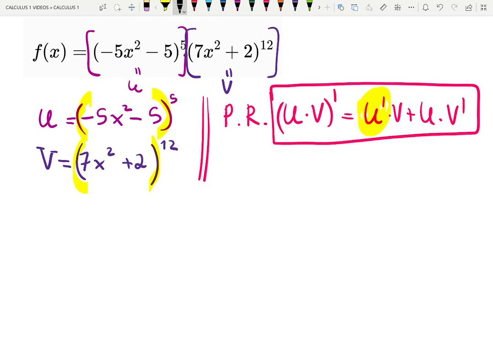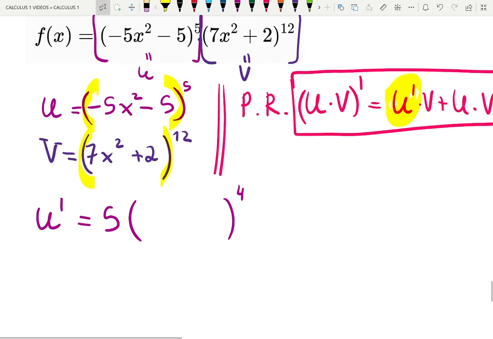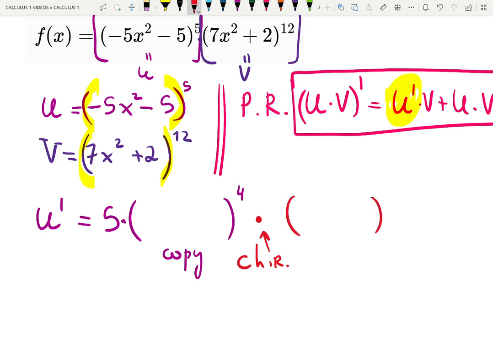Let's differentiate u separately. I'll keep the color. u prime is 5 goes down, copy the function inside, decrease the power. That's power rule, remember? And by 5 going down, I mean 5 was multiplied by the original function. The original function inside is, we have to keep it. Remember, we're copying it. But then we do times, and chain rule comes into the picture and says, don't forget, there's some kind of function inside. You must multiply by the derivative of that function.